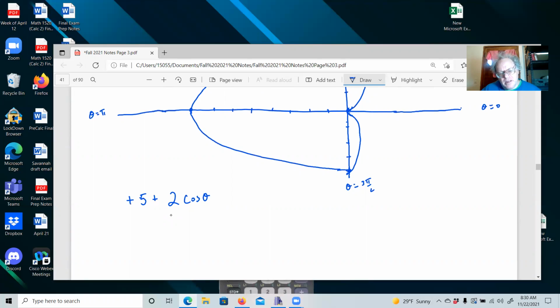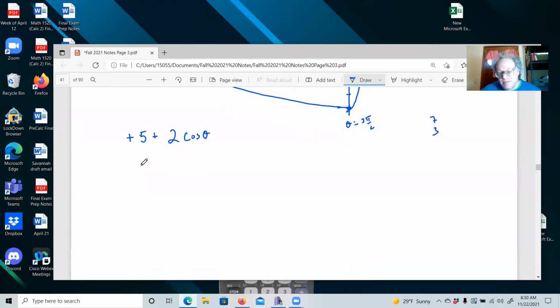Again, cosine of 0 is going to be 1. So 5 plus 2 would be 7. And at pi, cosine is -1. So it would be 5 minus 2. That would be 3. So my graph is going to run from 3 to 7, based around 5.